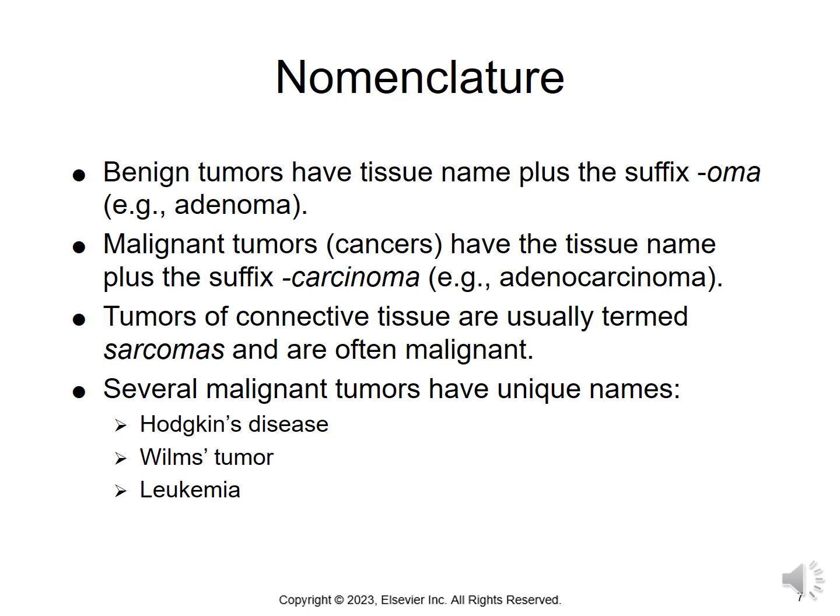A number of neoplastic disorders have acquired unique names that are recognized in medical practice. Examples include Hodgkin's disease, Wilms tumor, and leukemia.